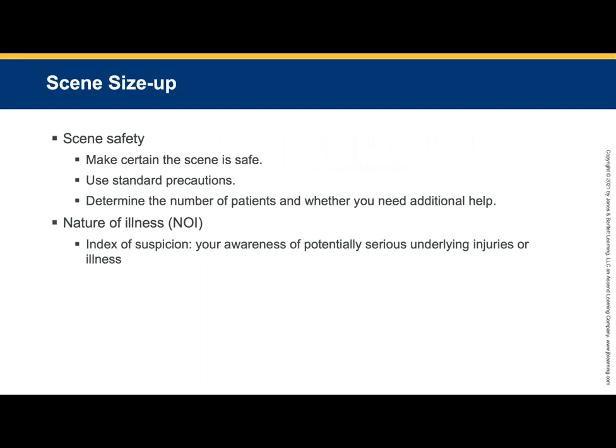So, scene size-up. The very first thing, you start building a scene size-up off your dispatch. If that dispatcher tells you you're going to an MVC rollover with ejection, in your head you should be thinking, oh God, I don't know what to do. This is the first time I've ever responded to one. But do I need additional resources? Am I going to need air on standby? Where's my closest trauma center?